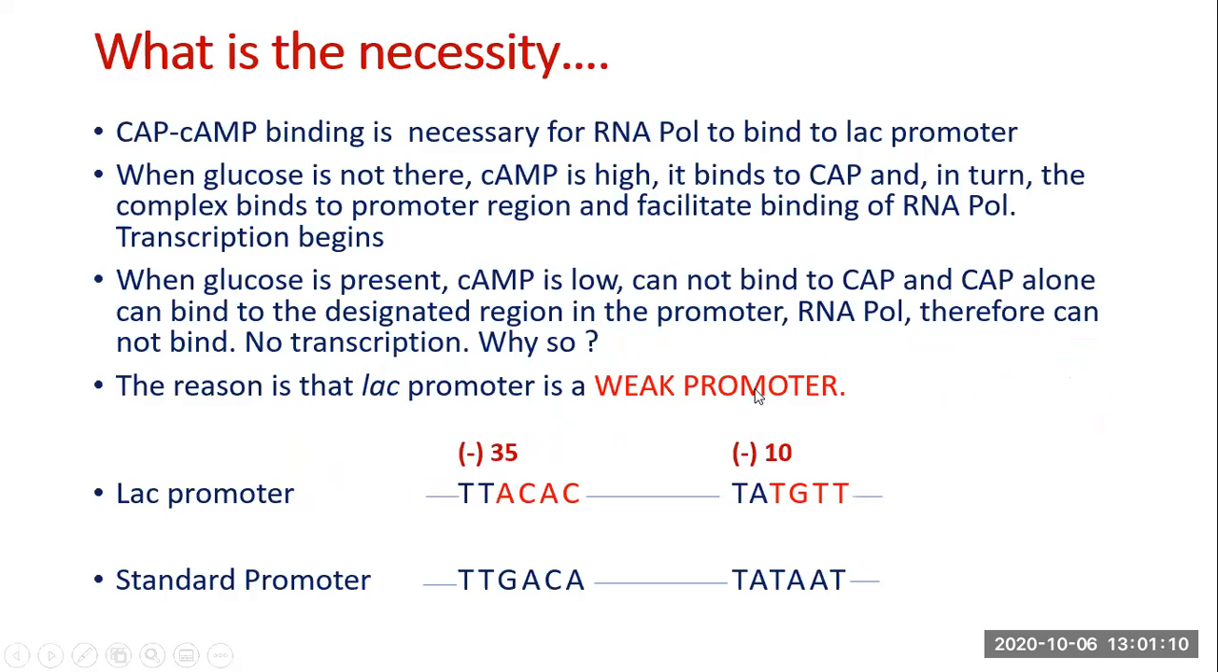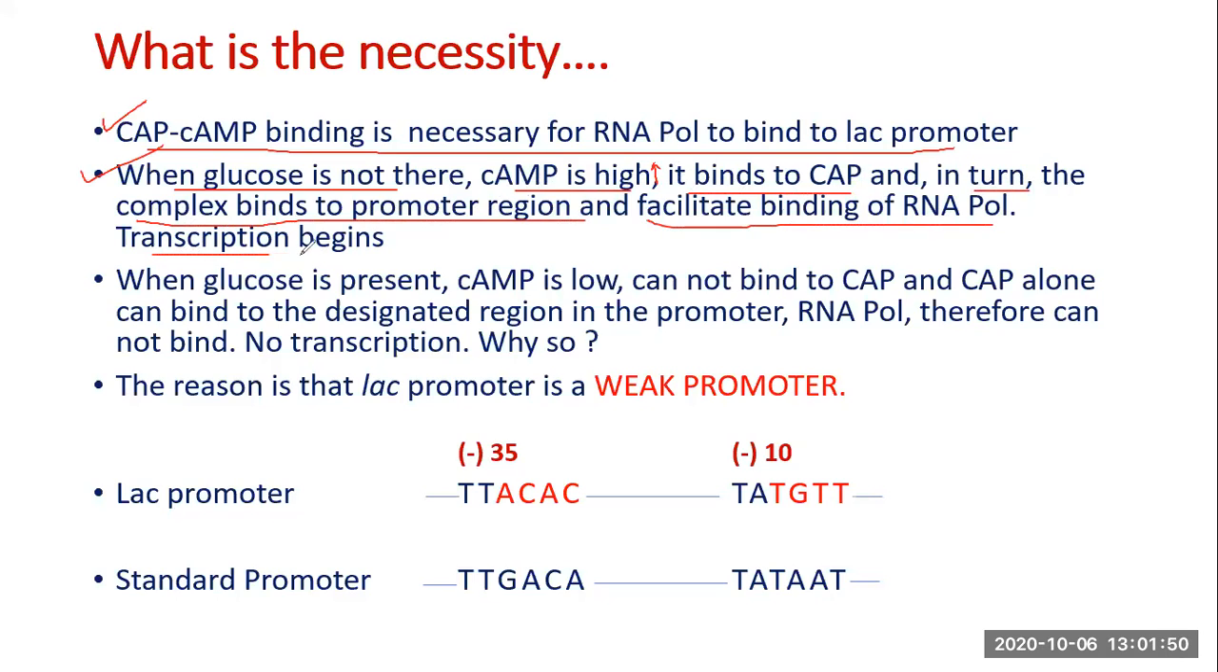What is the necessity? Why does this happen? Cyclic AMP CAP binding is necessary for RNA pol to bind to the Lac promoter, I told you earlier. When glucose is not there, because of the inverse relationship, cyclic AMP becomes high. When glucose is low, cyclic AMP goes up. So it binds to CAP, and in turn the complex cyclic AMP CAP binds to the promoter region and facilitates binding of RNA polymerase. Transcription begins.